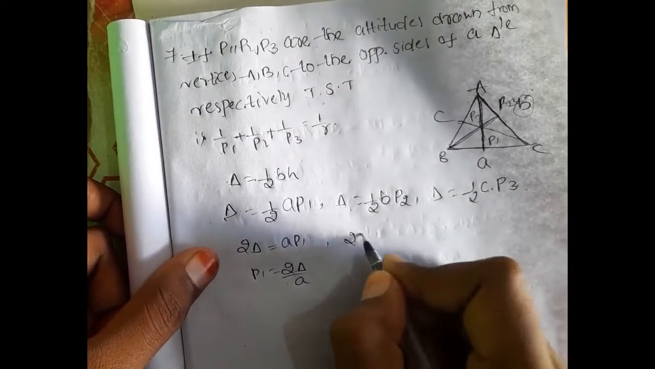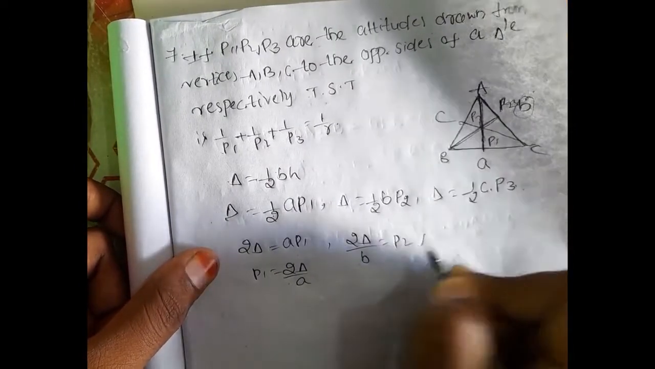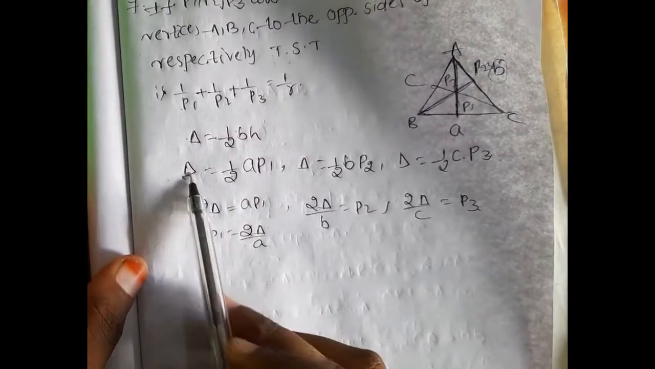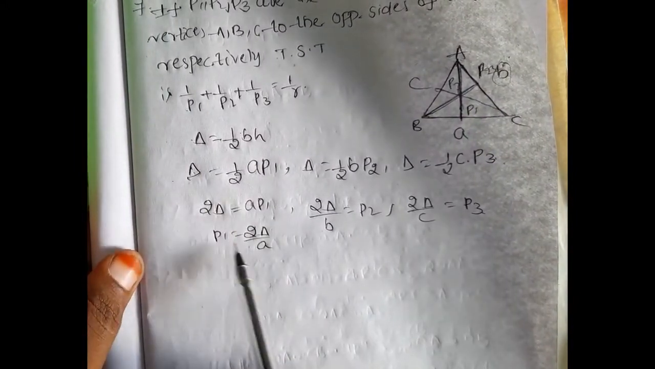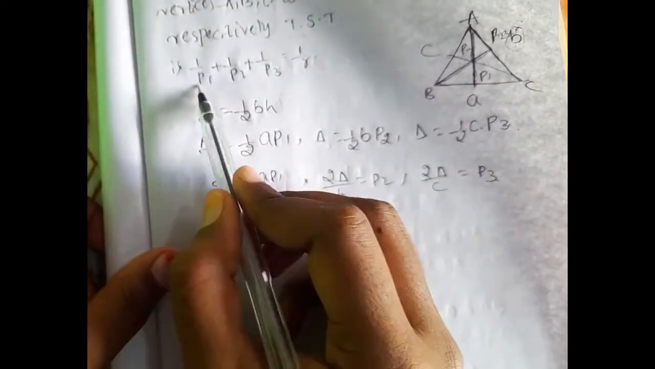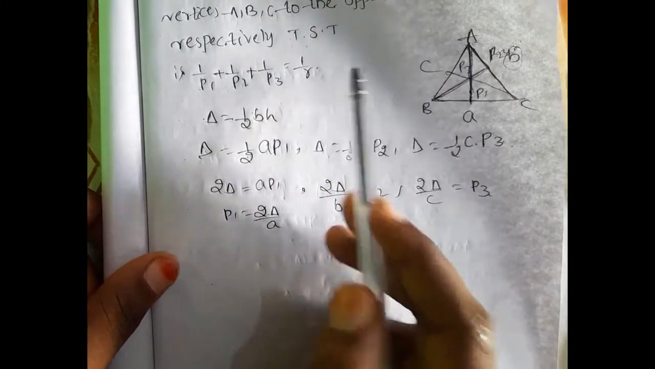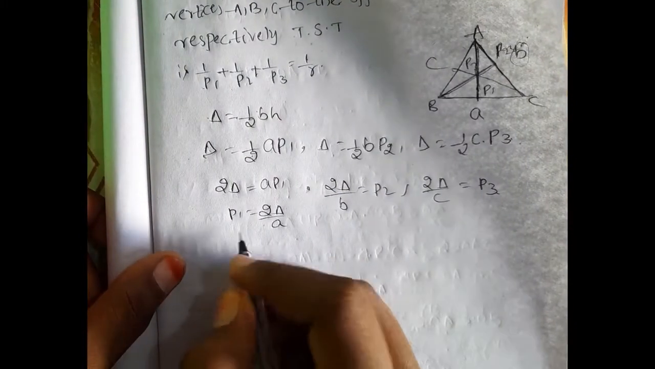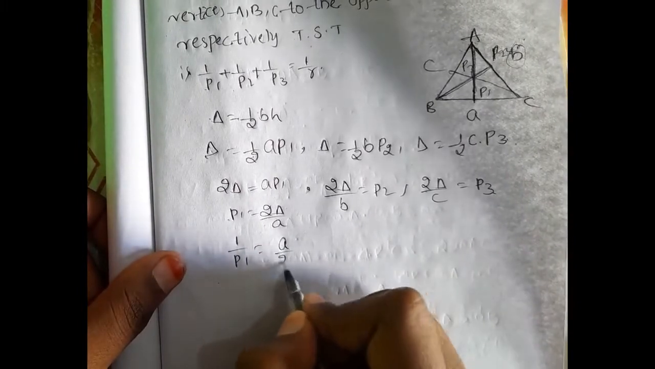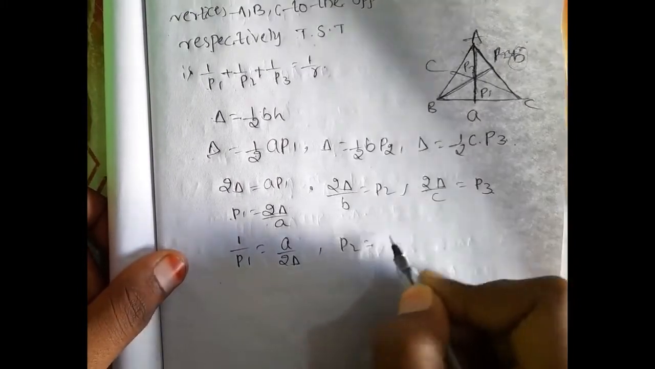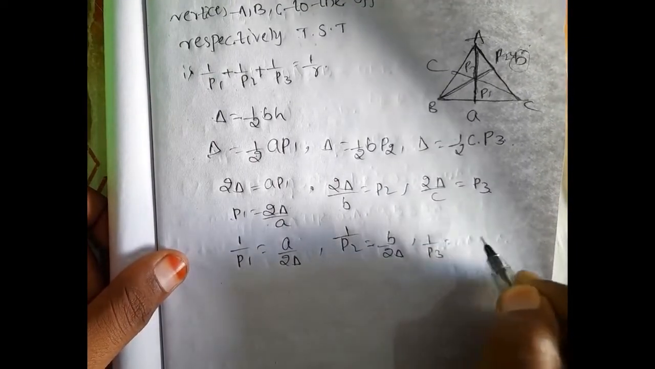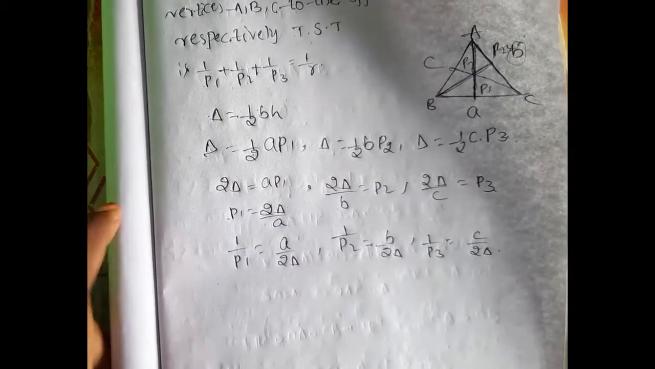Now 2 delta by B, and 2 delta by C equals P3. First transposing 2 to this side, it becomes the denominator. Now we have to prove 1 by P1 plus 1 by P2 plus 1 by P3 equals 1 by R. Now what is 1 by P1? Writing the reciprocals on both sides, A by 2 delta. What is 1 by P2? B by 2 delta. What is 1 by P3? C by 2 delta. Right?